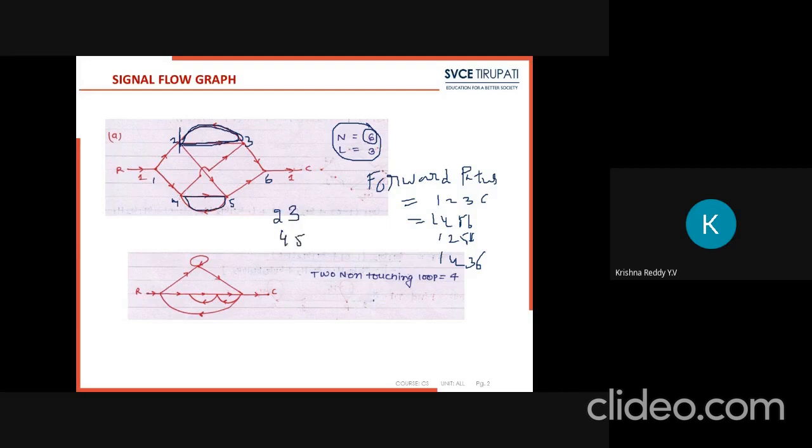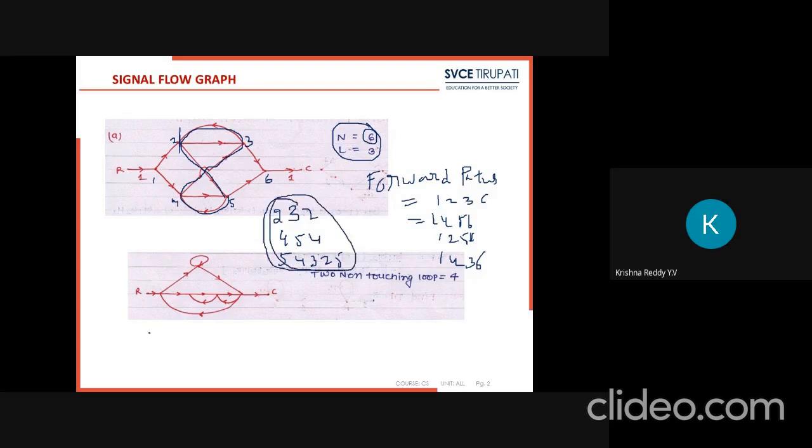Next, you can start here: 5, 3, 2, again 5. And 5, 4, 3, 2, 5. We are having 3 loops.